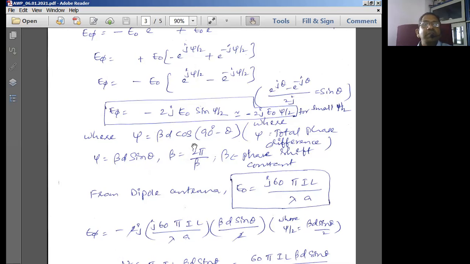What is cos(90 minus theta)? It is nothing but sine theta. What is beta? Beta is nothing but the phase shift constant. I can write this as 2 pi by lambda. From the previous knowledge, we know that beta is equal to 2 pi by lambda, that is a formula which you have to replace.